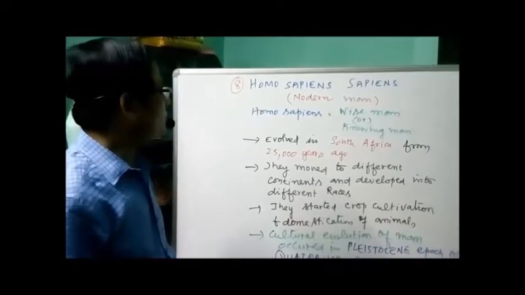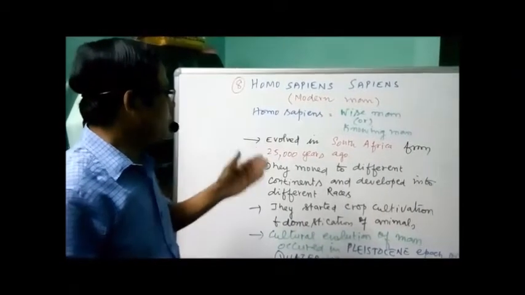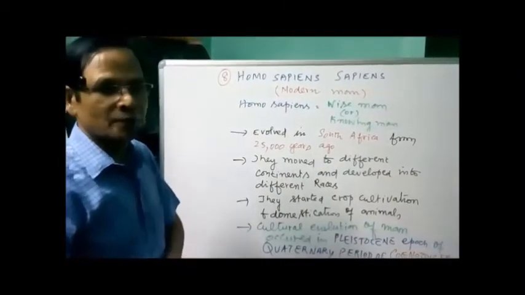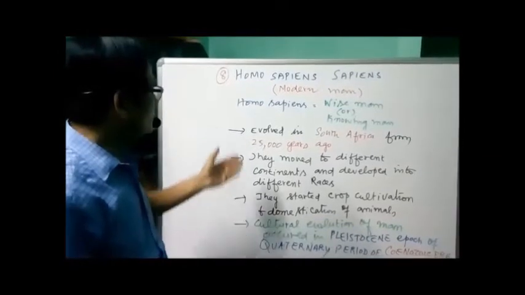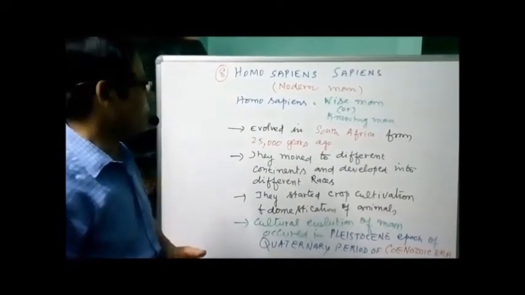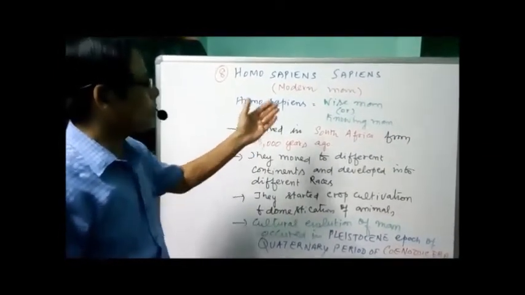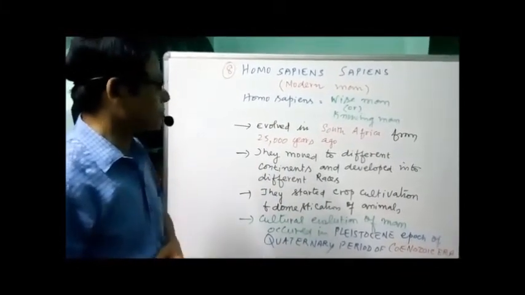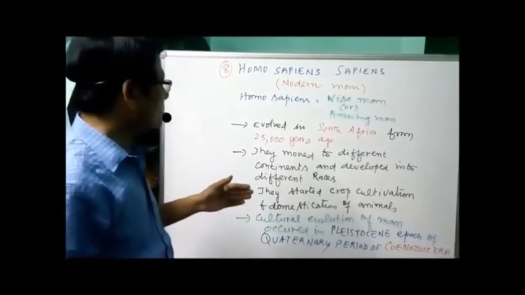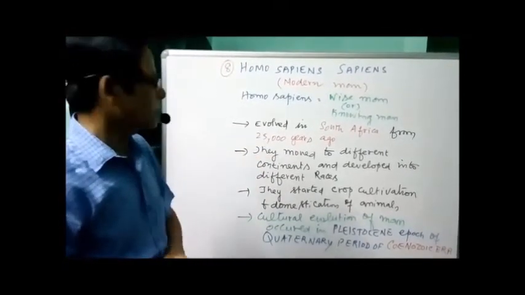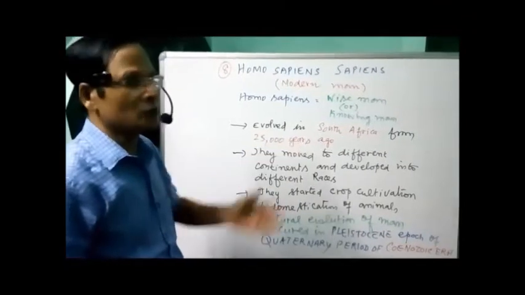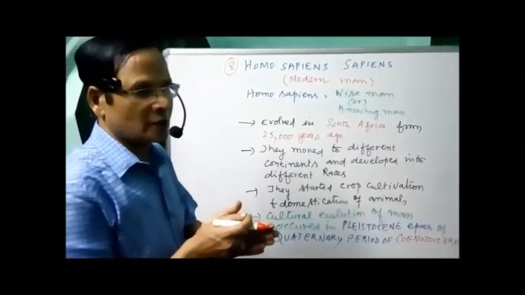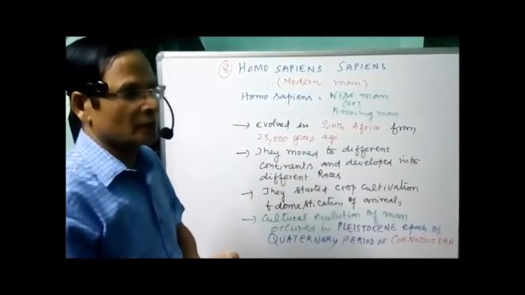The last stage in human evolution is nothing but the modern man, Homo sapiens sapiens. Why was the name given? That is for human beings, Homo sapiens. The meaning of that is wise man or knowing man. That's why the name Homo sapiens is given. So the present modern man evolved in South Africa from 25,000 years ago. Then from South Africa they moved to different continents and developed into different races.